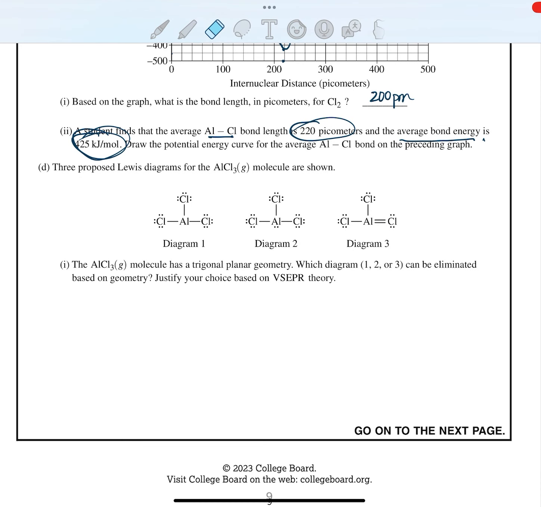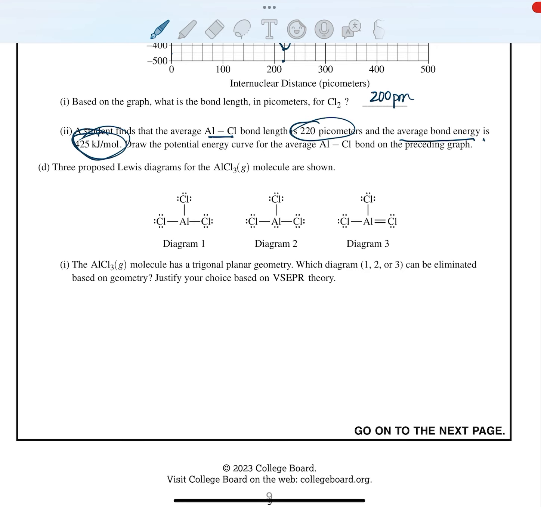Continuing on with question 2 in the AP 2023 exam, we're looking at these gas molecules of aluminum chloride shown below, and we're told that the AlCl3 has a trigonal planar geometry. Then we need to use these given diagrams to eliminate one of them based on their geometry, and we should be citing VSEPR theory in our answer.